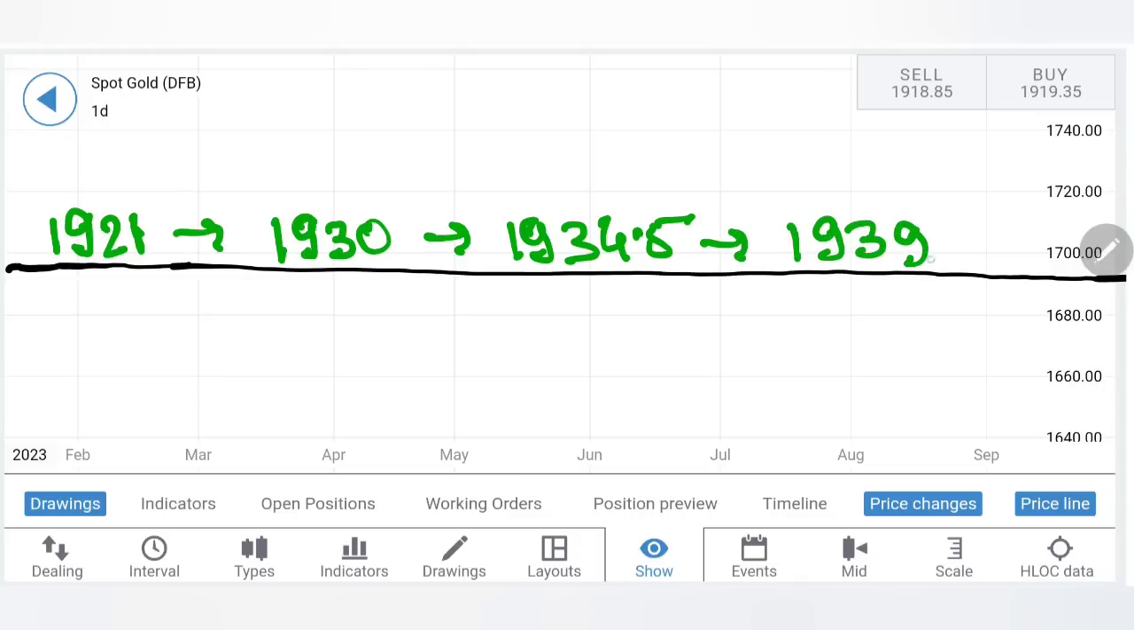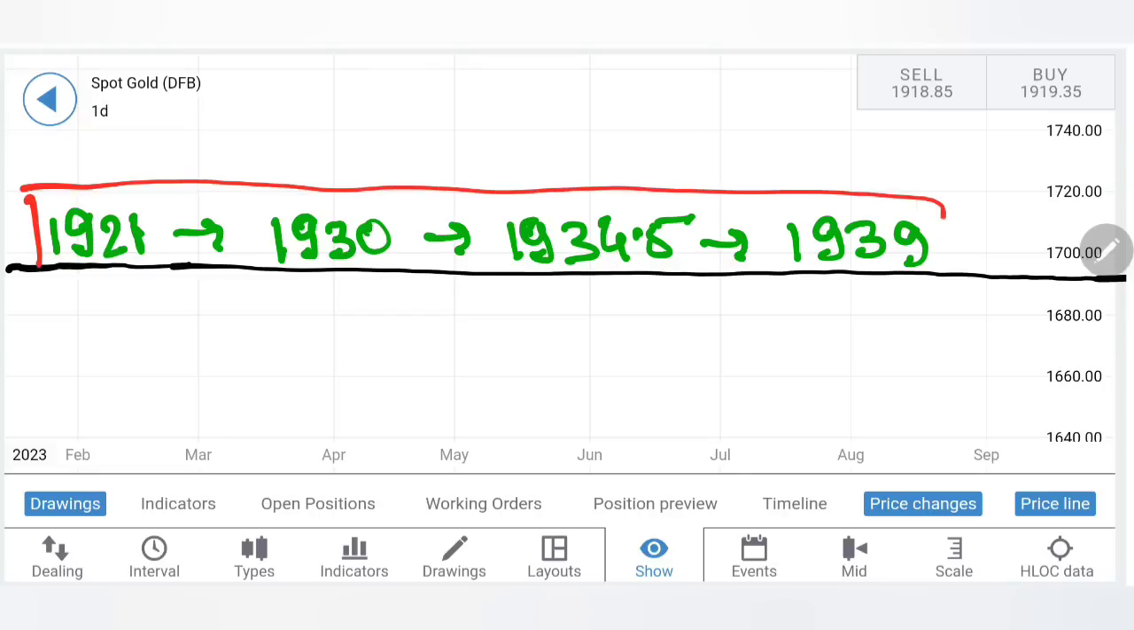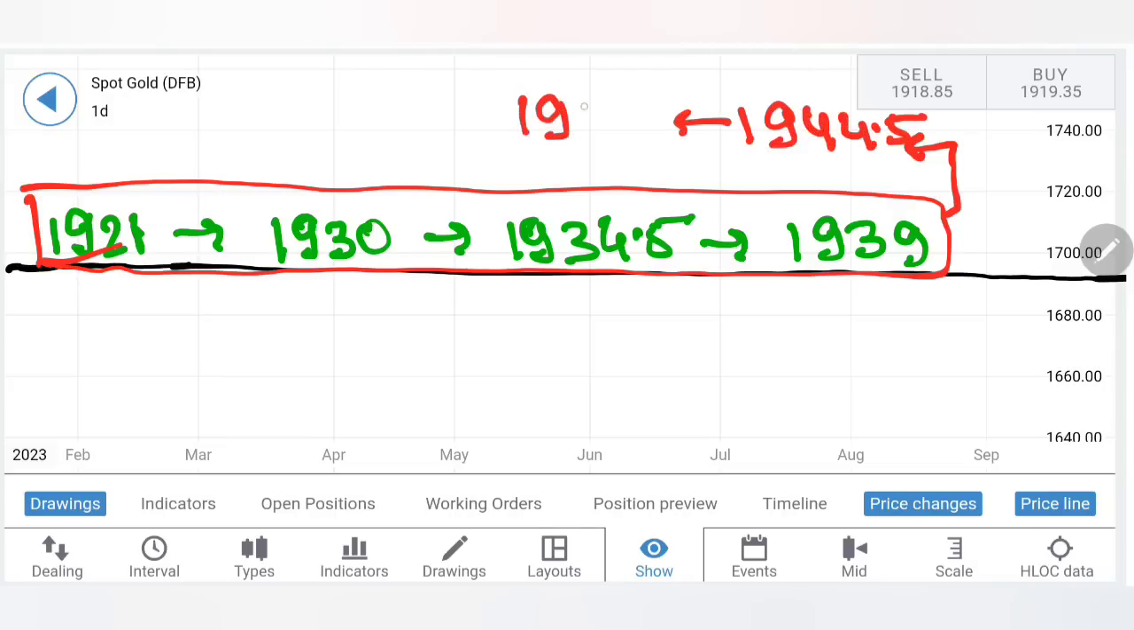Once it breaches these levels, then you can say that the bulls are going to take charge in gold here. And again, I will be looking forward to 1944.5 and 1953. Now, these are the two levels which are the next toughest milestones for gold. First is this, and next is this.